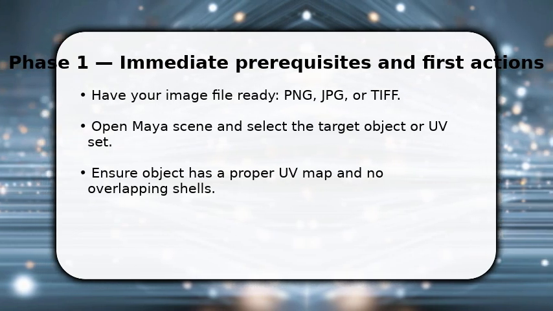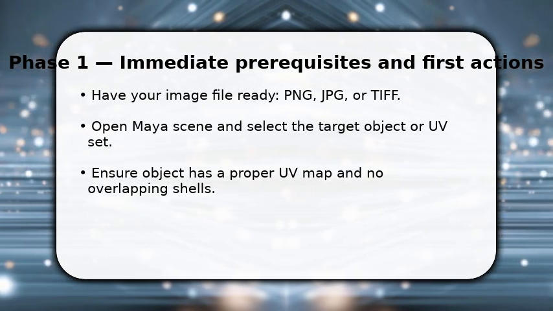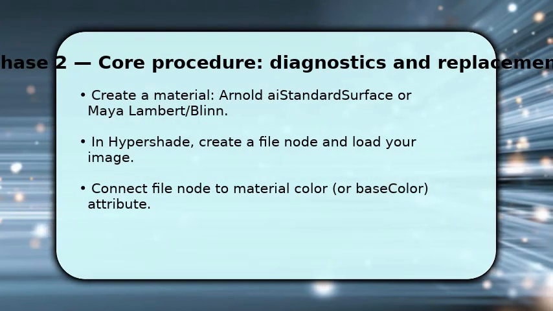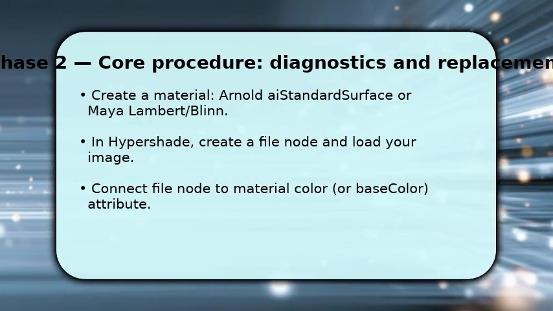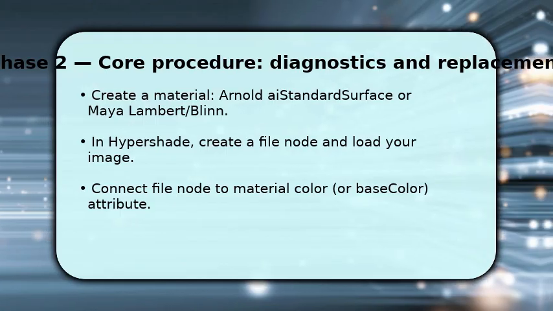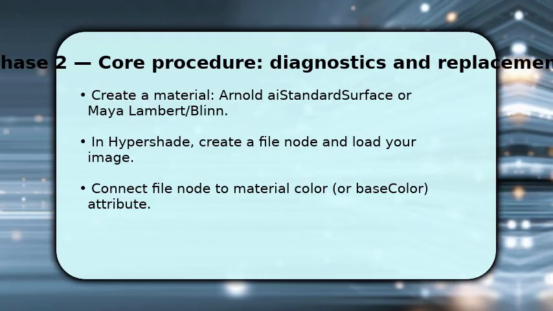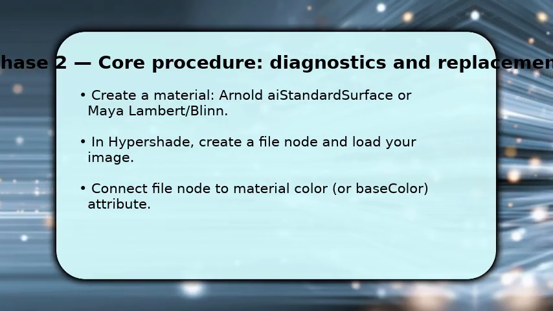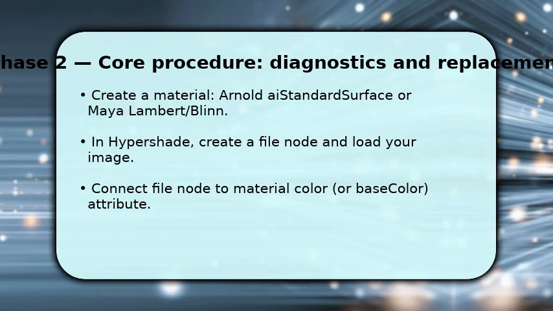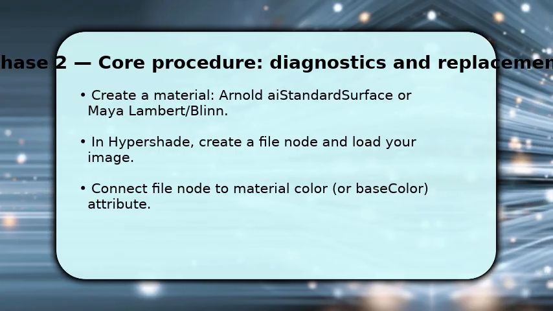You now create a material and link the image through Hypershade. Choose an appropriate shader, AI Standard Surface for Arnold or Lambert/Blinn for viewport simplicity. Once selected, create a File Texture node and browse to your image. Plug that node into the material's color or base color. Then assign the material to the object. Make sure the shading group is correct.